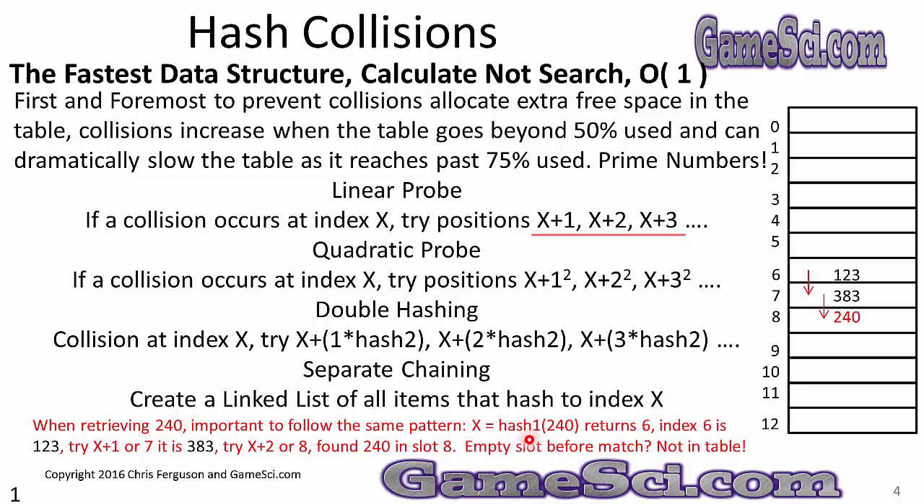We're going to say x equals hash 1 with the argument of 240. Once again, it returns 6, and it says you should find 240 at position 6 of the array. Well, index 6 is occupied by 123. When retrieving data, not inserting, you go to slot 6, it's occupied. You go to slot 7, x plus 1, and it's got a 383. That's not what you're looking for. So you try x plus 2 or position 8, and you find 240 in slot 8.